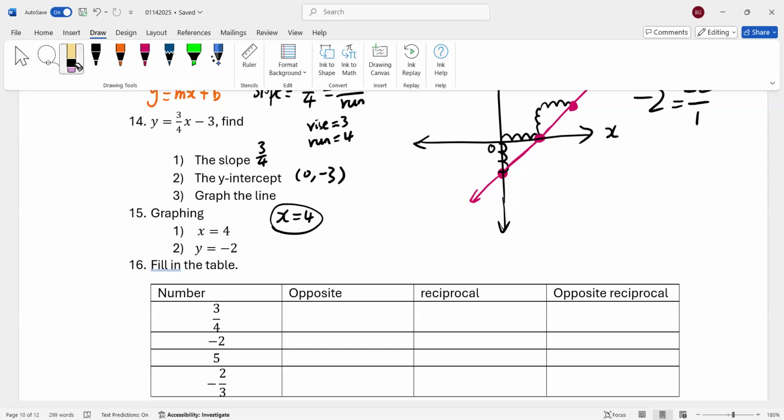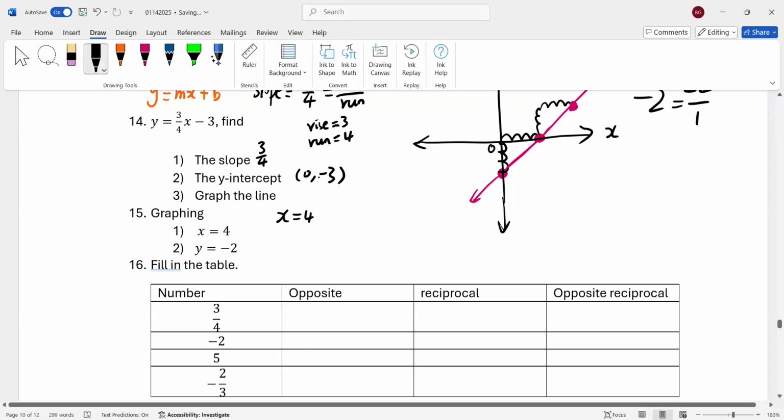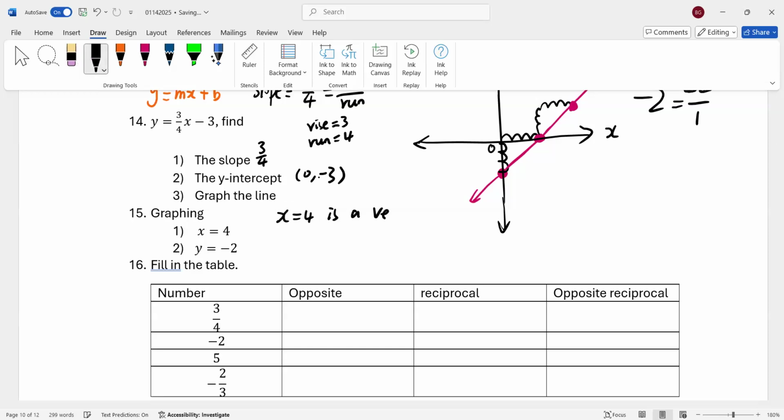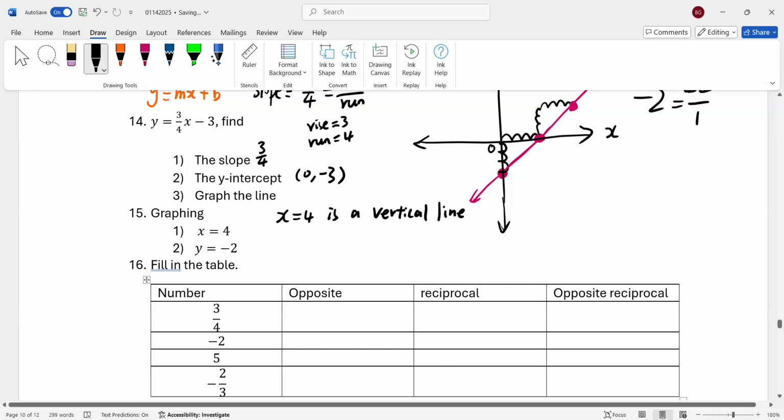This type of equation is a vertical straight line. All right. If you have an equation that represents a straight line, but the equation is missing variable y, that means the straight line is vertical.